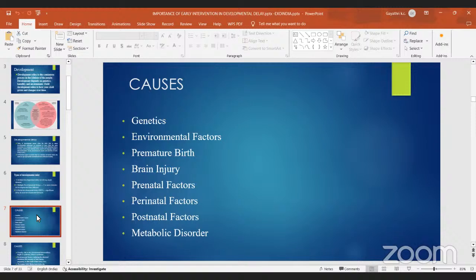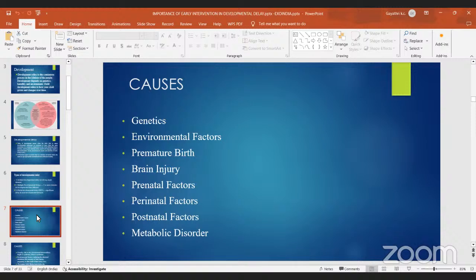Then factors like prenatal factors, perinatal factors, and postnatal factors. What is meant by prenatal factors? Prenatal means before delivery. Factors during the pregnancy months can also lead to developmentally delayed babies. Perinatal is at the time of birth; if the baby undergoes any complication, it can lead to that. Then postnatal factors. What is meant by postnatal? Post means after the birth. Natal relates to the newborn. So postnatal factors: after delivery, if the baby undergoes any other complication, it comes under the postnatal factors.